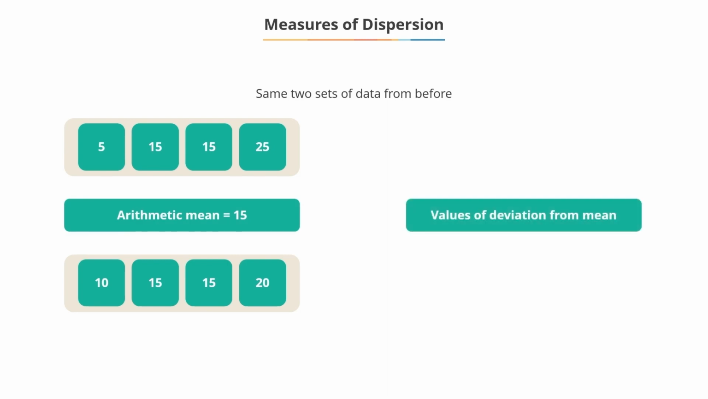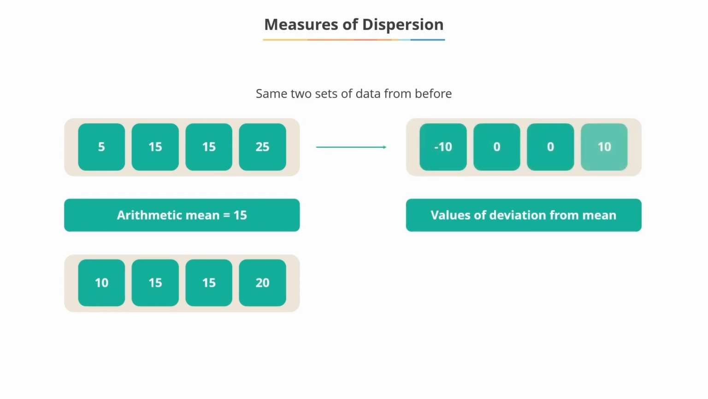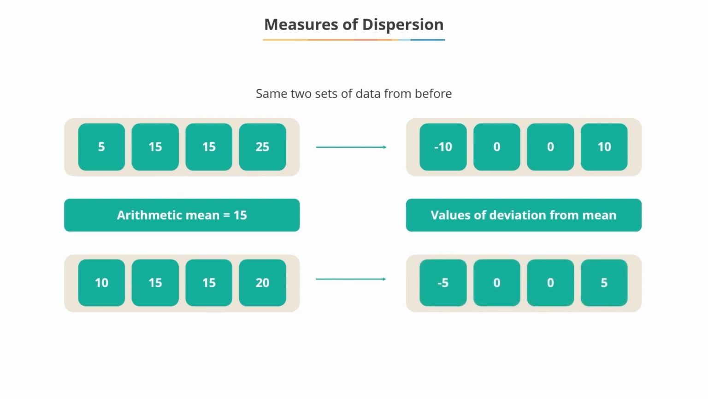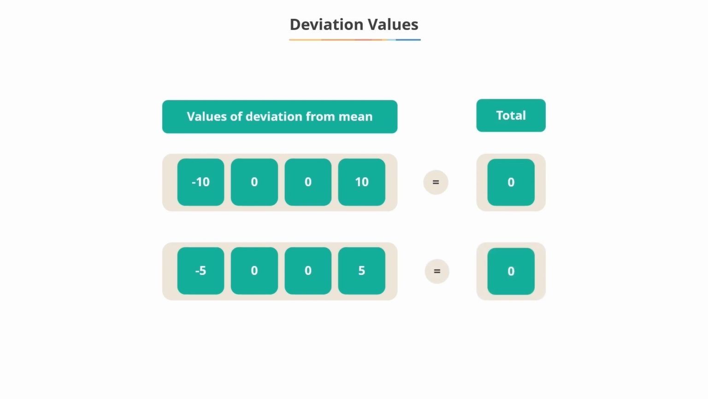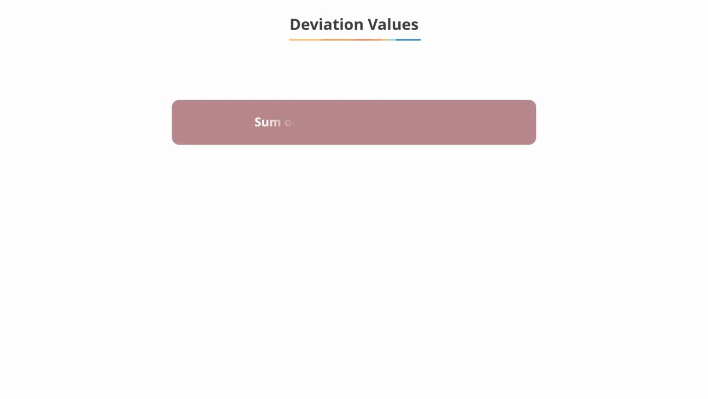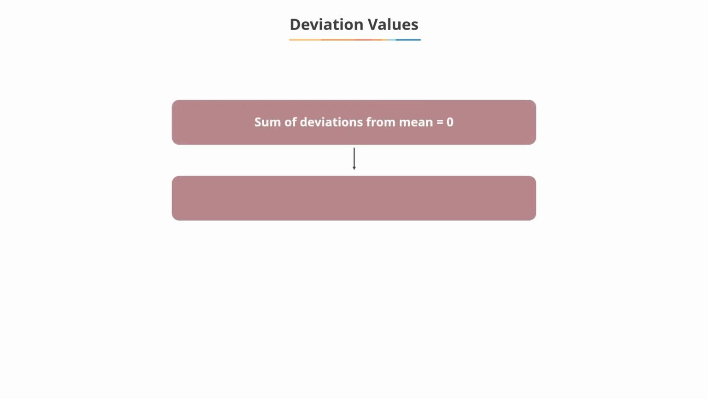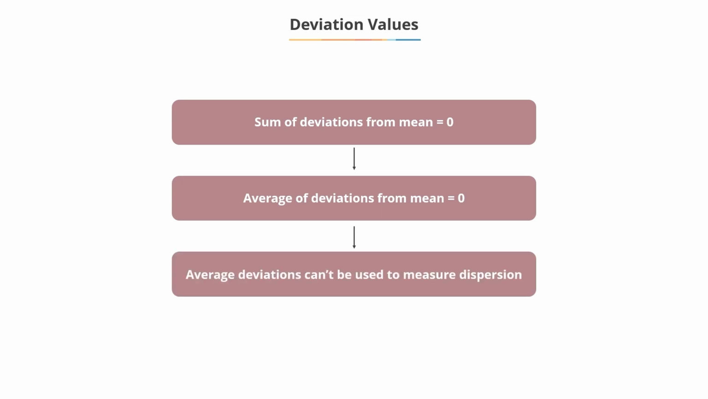The values of deviations in the two data sets from the mean are -10, 0, 0, 10 and -5, 0, 0, 5. If you observe, in both cases the total deviations are 0. This property that the sum of deviations, and therefore the average of deviations, about the arithmetic mean is 0 always holds. Therefore, the average deviation cannot be used to measure dispersion.